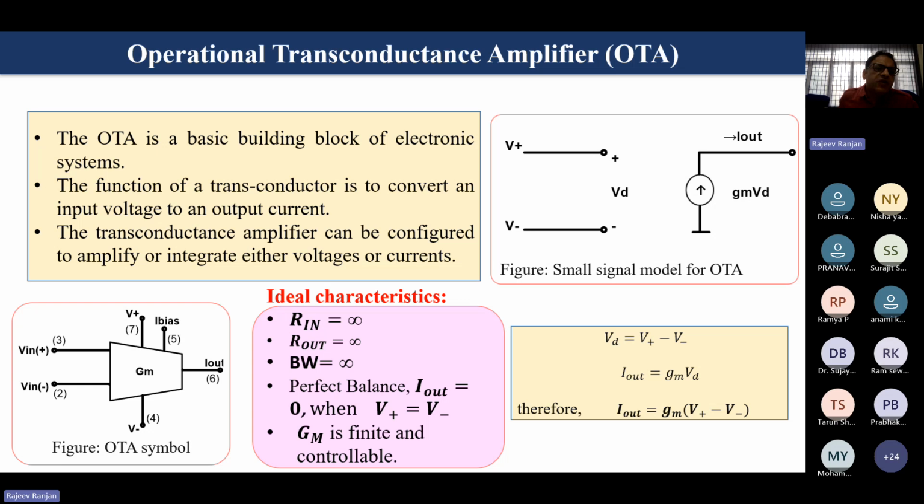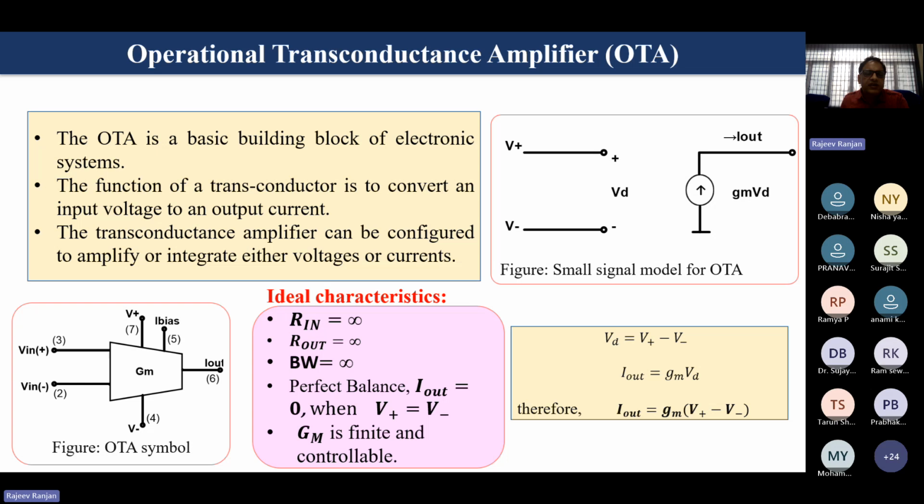So here I out equal to GM upon VT. So I out is proportional to GM. The ideal characteristics of this OTA are: input impedance or input resistance is infinite, however practical resistance is in the mega ohm range. R out, the output impedance, is infinite, and bandwidth will be infinite. These are the ideal characteristics.